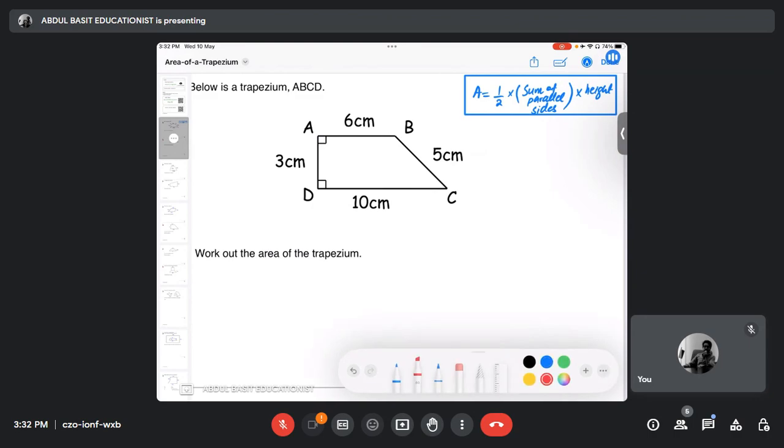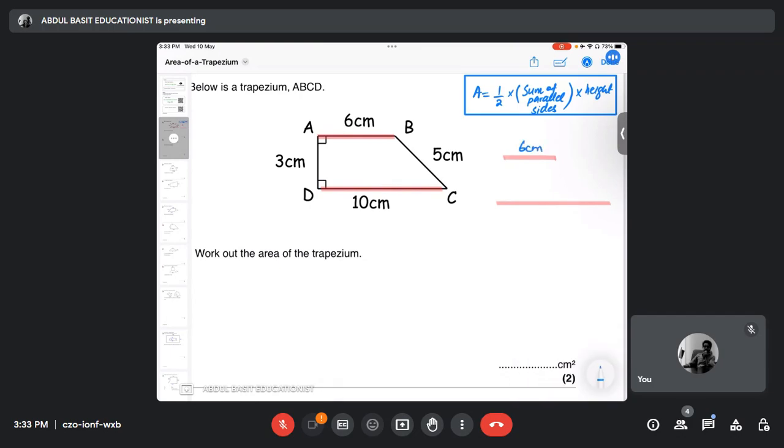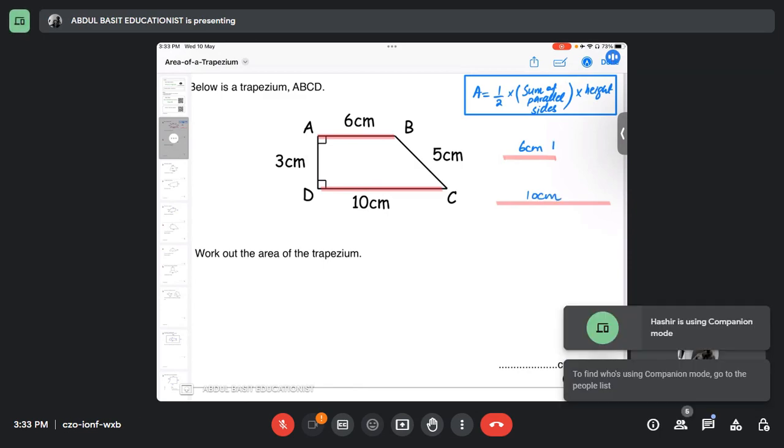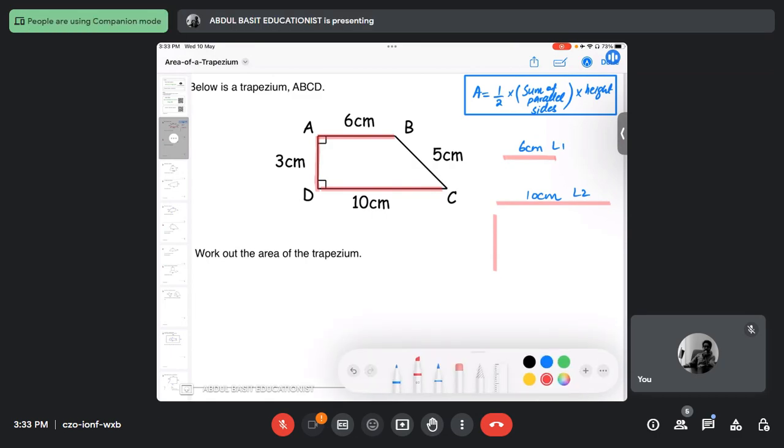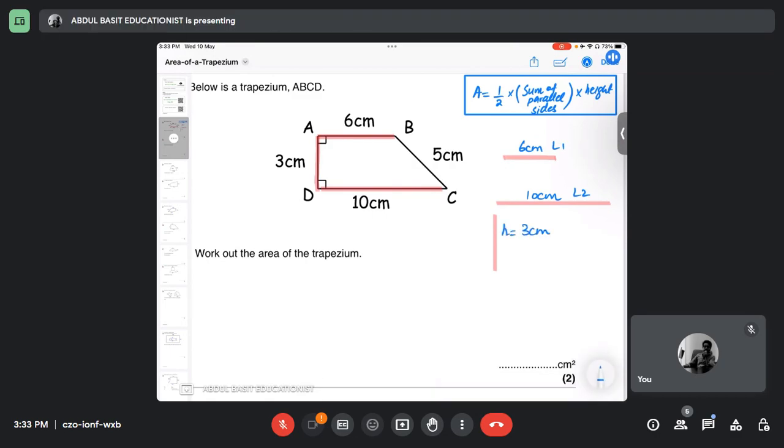Okay. Now they say the sum of parallel sides. First of all, we have to see which sides are parallel. So this side is parallel to this one. These red lines are parallel. They are parallel lines. Get it? So this is 6 centimeter and this is 10 centimeter. I'm going to name this as L1 and that is my L2. And the height of this one is 3 centimeter. So this is my height and the height is 3 centimeter in the question.